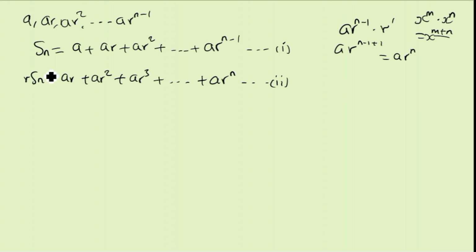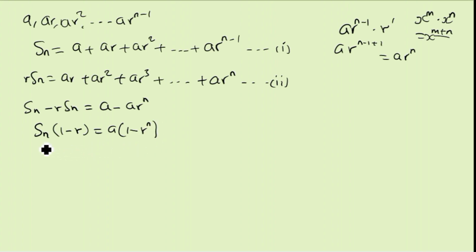Now subtracting equation 2 from 1 gives me Sn minus rSn equals a minus ar power n, from which Sn into 1 minus r equals a into 1 minus r power n, and Sn equals a into 1 minus r power n divided by 1 minus r. Thus, the sum of n terms of a geometric progression is given by this formula here.